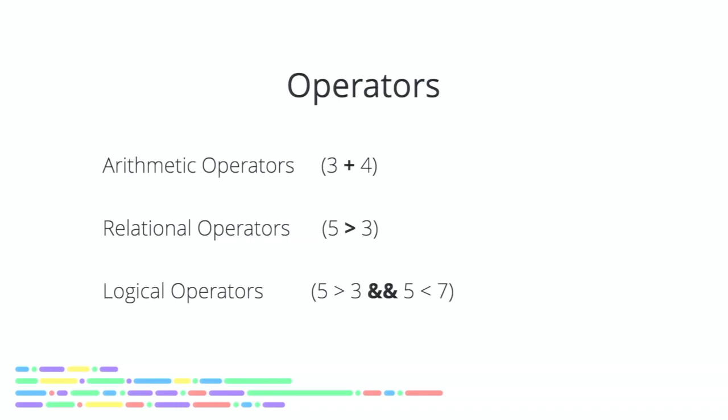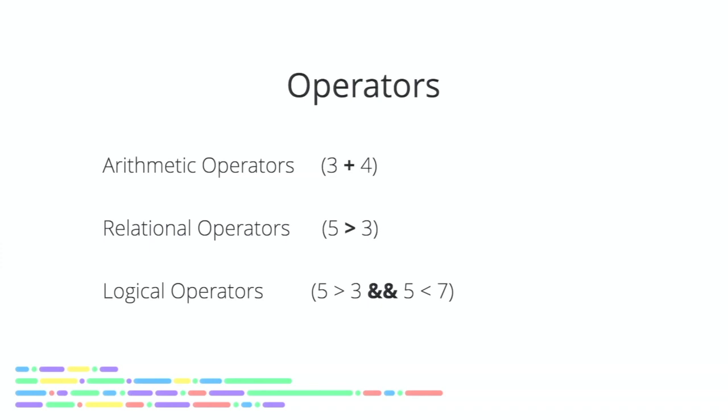And next we have relational operators. As we can see here, 5 is greater than 3. This is, again, going to be important because it allows us to go through different relational things that help us produce Boolean results of true or false and all sorts of things like that, which, again, will help us, especially when we're writing conditionals and other things.